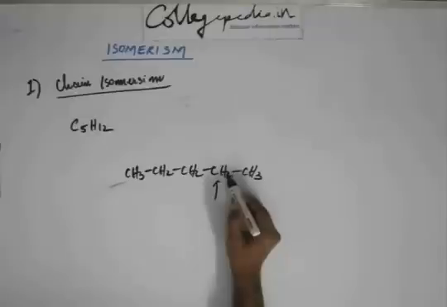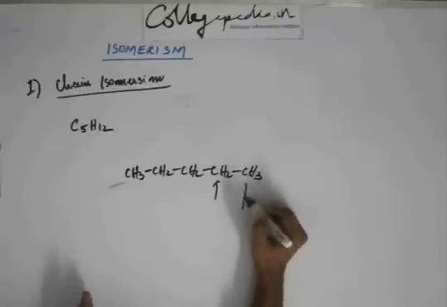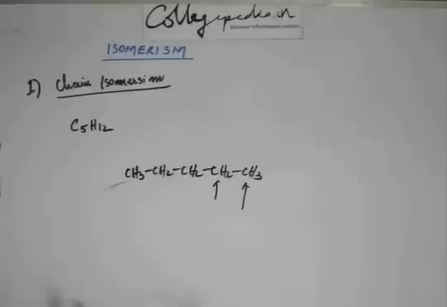Now, in this compound, all the hydrogens are not equivalent because this is 2 degree. These 2 hydrogens are on a 2 degree carbon. These 3 hydrogens are on a 1 degree carbon. So they are different because they are attached to different kinds of carbon. So their reactivity will be different. So they are not equivalent. So you have to draw an isomer of C5H12 in which the hydrogens are equivalent.